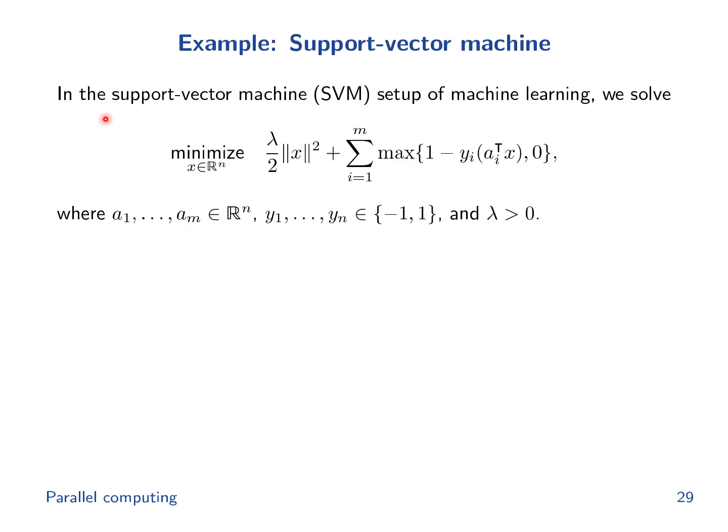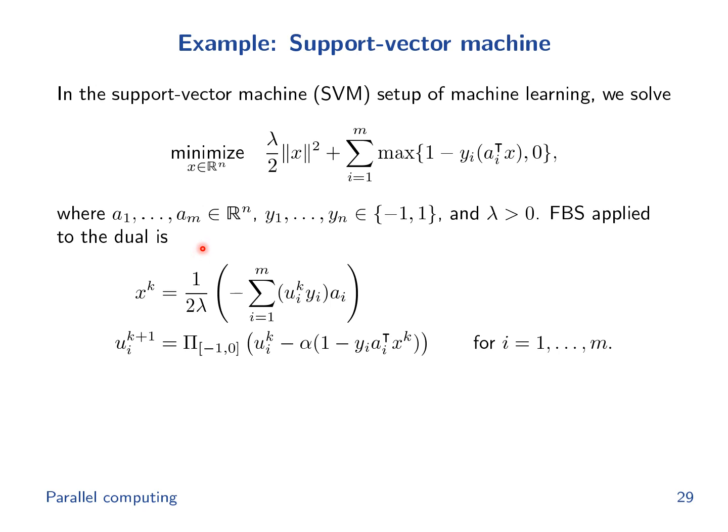Next, we look at the support vector machine formulation. Here, ai's and yi's are given. ai's are feature vectors, yi's are labels, plus and minus 1, and lambda is a scalar. The objective is to find this vector x, which is a normal direction vector of a hyperplane that is supposed to separate these points. The first part is differentiable and strongly convex. The second part is not differentiable but still convex, and it has a summation over m, where m is the number of data points. m can be big.